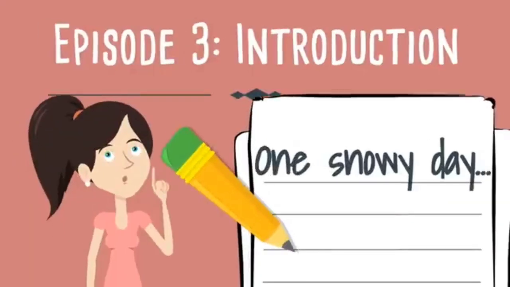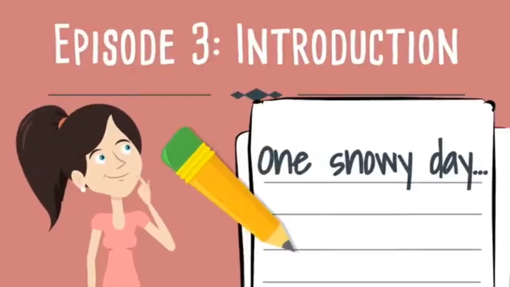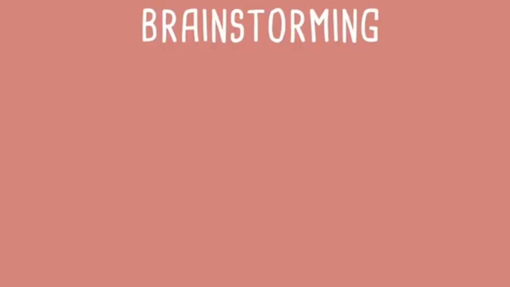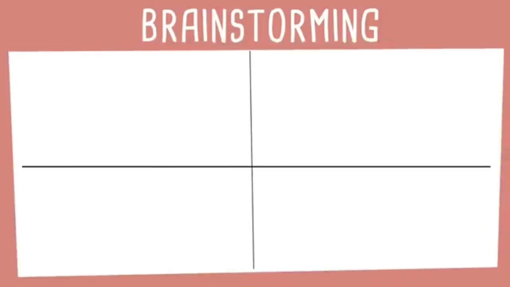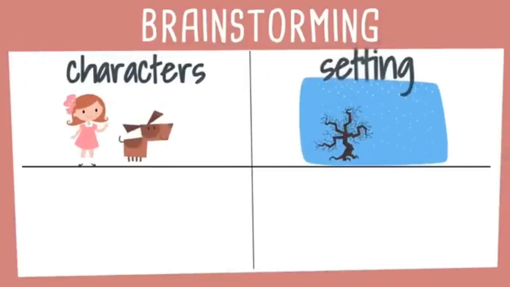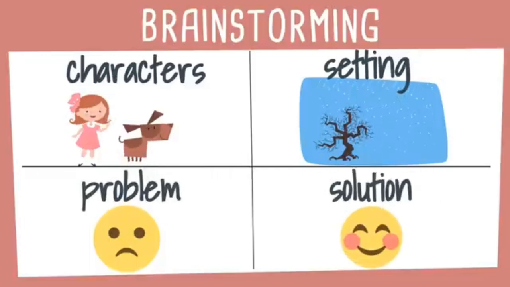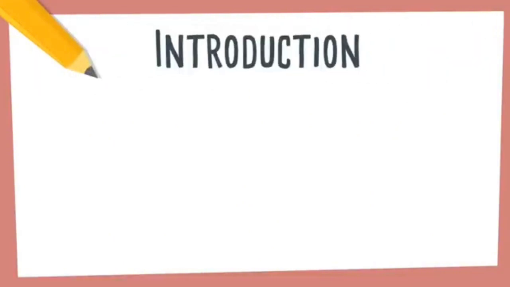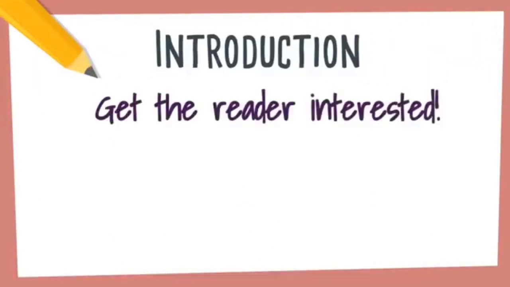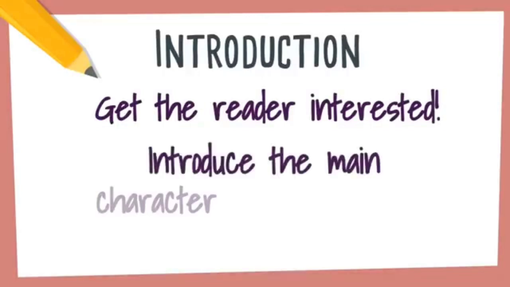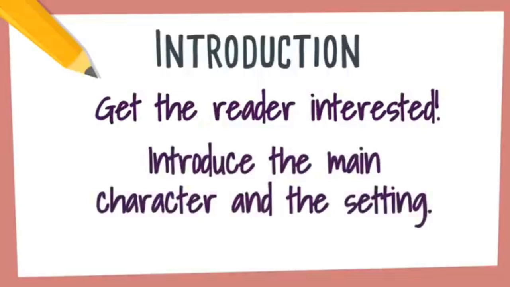Episode 3. Writing an Introduction. In the last episode, I started brainstorming some ideas. I thought about the characters, setting, problem, and solution I wanted to include in my story. Now I'm ready to start writing, but I need to begin with an introduction. A good introduction will get the reader interested in reading your story. The introduction should also introduce the main character and the setting.